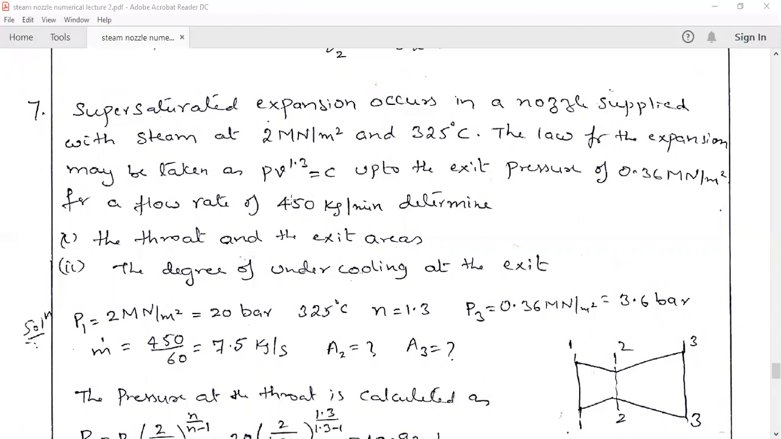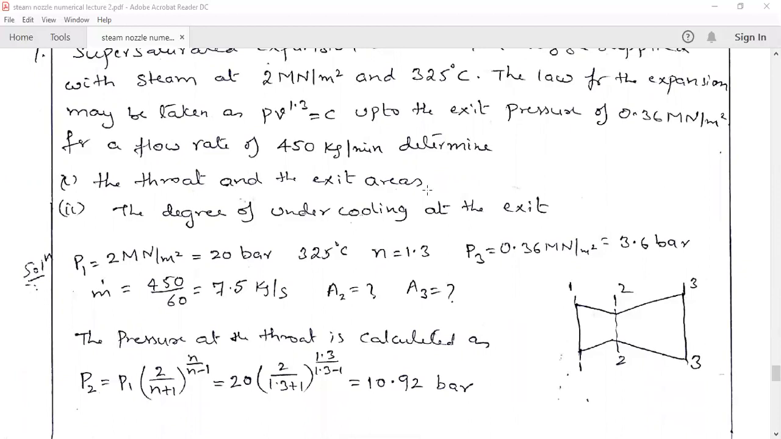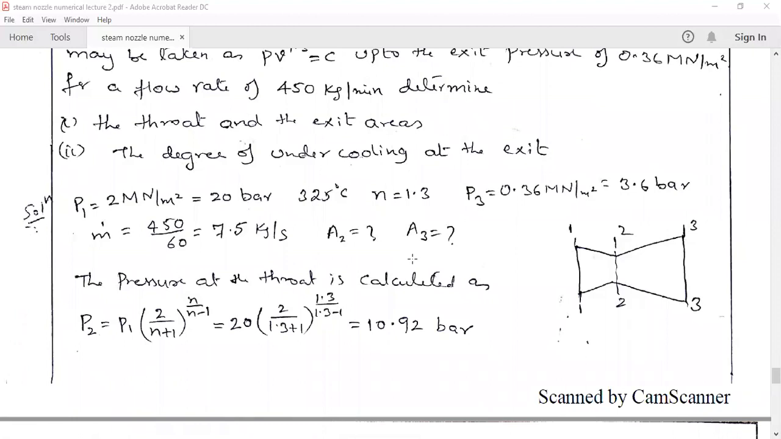For the flow rate of 450 kg per minute that is given, please make sure you convert into seconds. So determine the throat and the exit areas. For this you need to find the throat area, the exit area, and the degree of undercooling. As explained earlier, the undercooling occurs as a drop in the temperature due to supersaturation at the exit of the nozzle. So now we need to find out the throat and the exit areas as well as the degree of undercooling. First, just note down the given data: get the P1 value, T1 and n, P3 and m dot value.